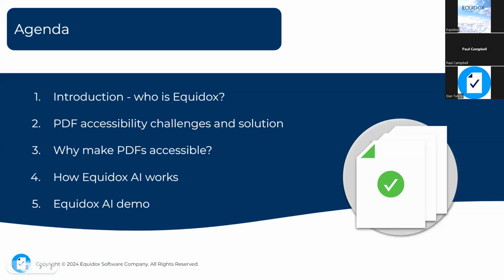Overview of the agenda today. First, we're going to talk about who Equidox Software Company is, where we have been and where we are going, challenges we have seen in the market and our solution to the problem. Then Dan is going to talk about why we make PDF successful. What's driving this? Why should people make PDF successful? Followed by an overview of Equidox AI, how it works, and finally, a demonstration of our new bleeding edge powerful technology.